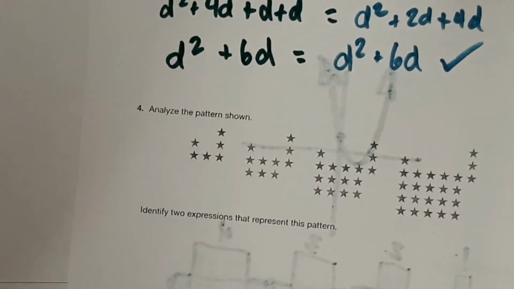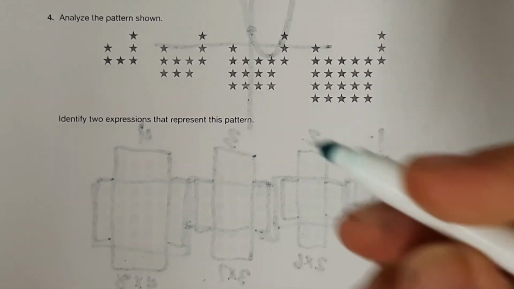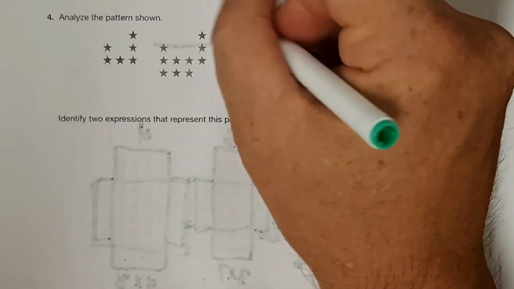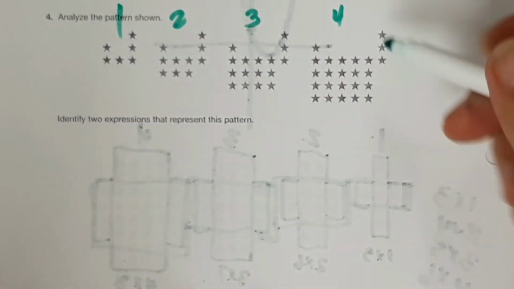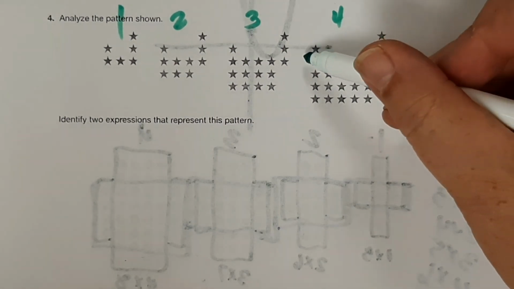patterns. And then finally, we have number 4. And it says, analyze the pattern. It says, identify 2 expressions. So here we just want to find 2 expressions. And once again, I'm going to look for a square. So I'm going to start back here at 4. So we got 4, 3, 2, 1. And I can see a 4 by 4 right here. No, you know what? I don't like that. Let's look at the rectangle.